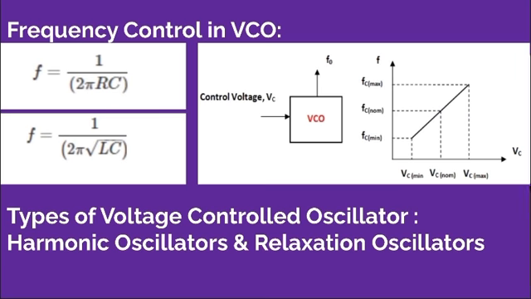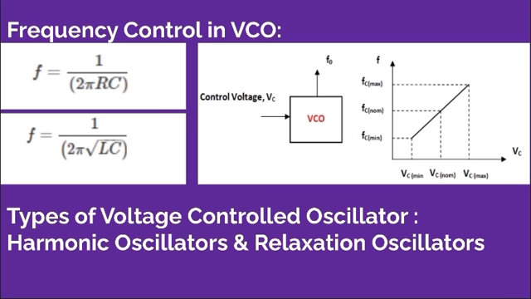We can see the nominal control voltage represented by VC nominal. The oscillator works at its free running or normal frequency, that is FC. As the control voltage decreases from the nominal voltage, the frequency also decreases. As the voltage increases, we see that the frequency also gets higher in this plot.